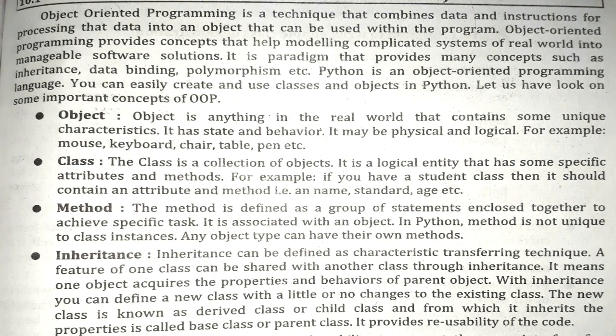Like when we are creating a class, in the class we have to declare some variables, and the class contains some methods, right? So these are specific attributes and methods, the logical entities associated with the class. For example, if you have a student class, then it should contain attributes like name, standard, age. This is the type of information we are going to store about the student class with the help of objects. In a student class, if you have 10 students, then those 10 students are the 10 objects.